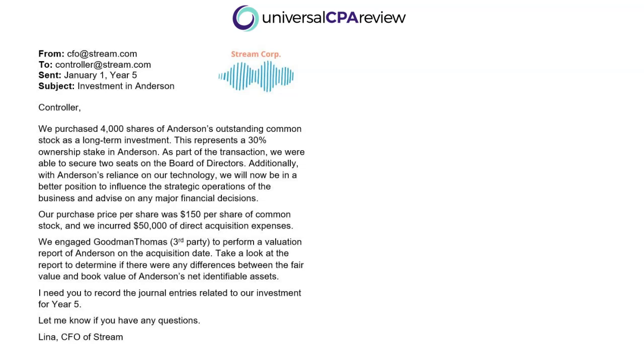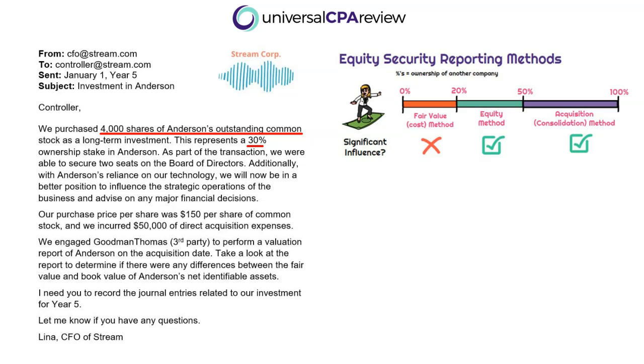Our first exhibit is an email from the Stream CFO to us as controller. They're going to tell us some information about this investment in Anderson. It starts off by telling us they purchased 4,000 shares. Doesn't mean a lot yet. They tell us it's a long-term investment and it represents a 30% ownership stake in Anderson. Well, 30% is above 20% and below 50%, so it's right in that range to be an equity method investment.